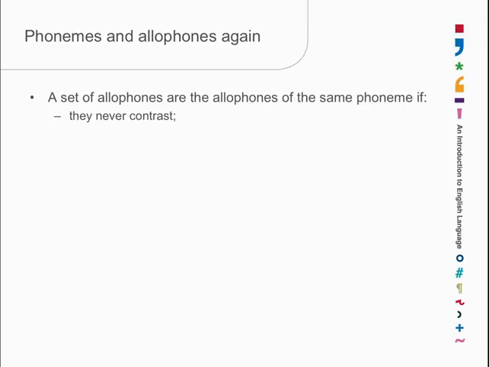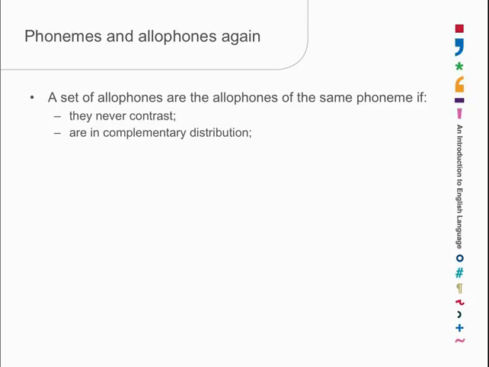Pin and tin, P and T, they contrast. They can't be allophones of the same phoneme in that position. Secondly, they have to be in complementary distribution. That is, one of them appears in one environment and the other appears in another environment, and not vice versa. Each has its own little niche where it belongs.